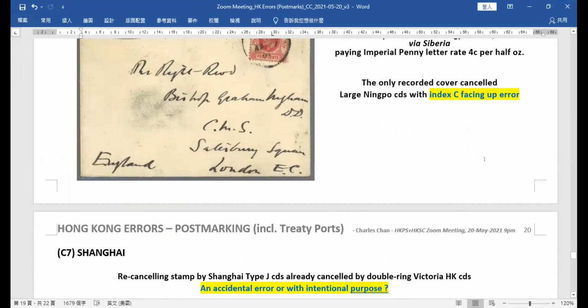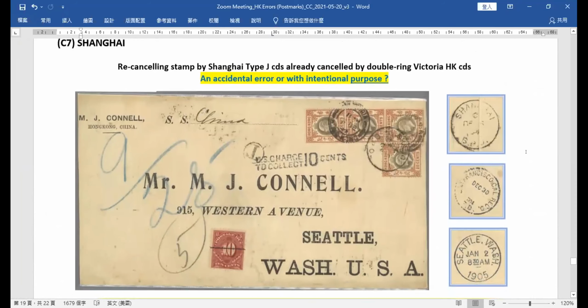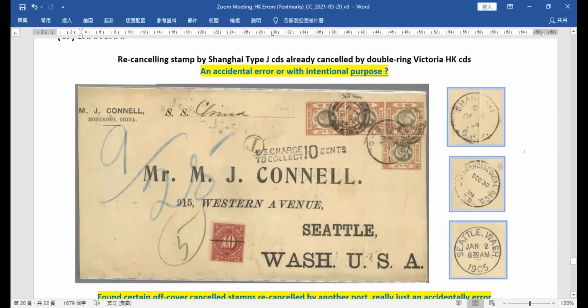Okay, I come to Shanghai. That is an interesting cover that may invite discussion. That is a recancellation, a tax cover from Hong Kong to Seattle, US. With a tax mark T, Hong Kong, but recancelled by Shanghai BPO CDS. At the back, with a Shanghai BPO CDS as transit, San Francisco, Seattle arrival.